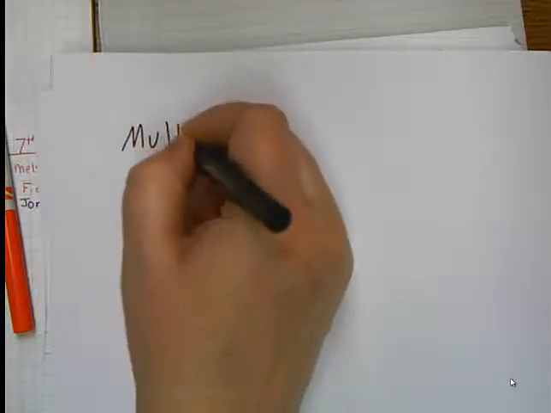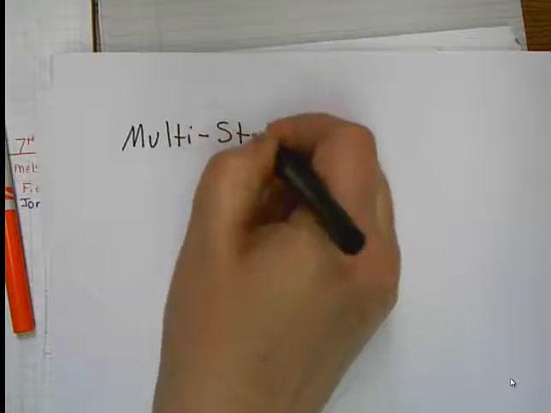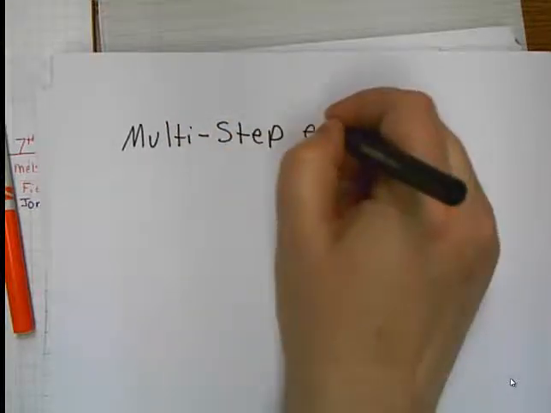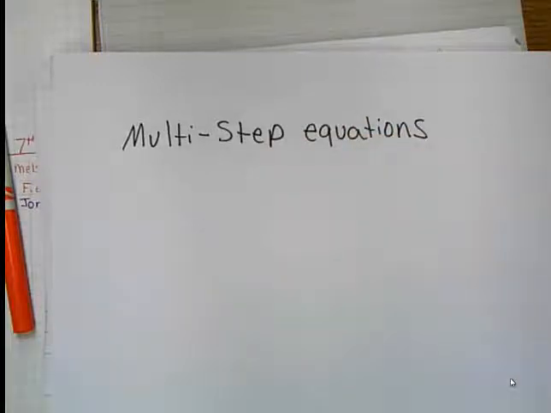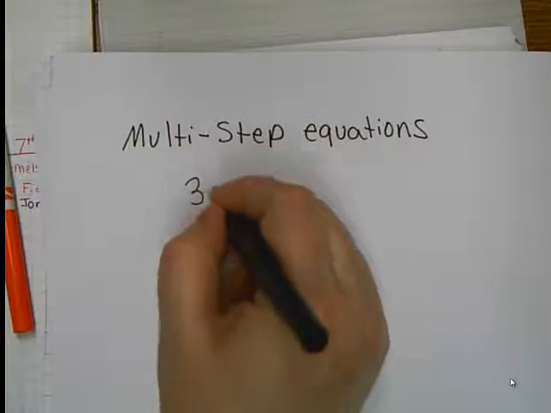Okay, so today we're going to talk about multi-step equations. Now, a multi-step equation means you have to combine like terms or do distributive property. Let's start off basic.